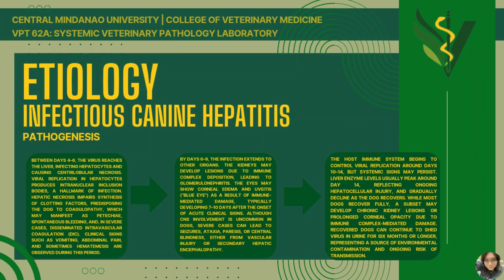Between days 4 and 6 after the viremia phase, the virus will reach the liver where it infects hepatocytes and causes centrilobular hepatic necrosis. The damaged liver can no longer produce adequate clotting factors, which results in bleeding tendencies or coagulopathy and bleeding disorders. During this stage of hepatic damage, dogs often show vomiting, abdominal pain, and hemorrhage.